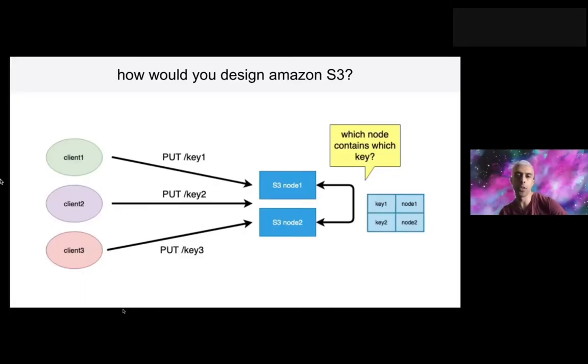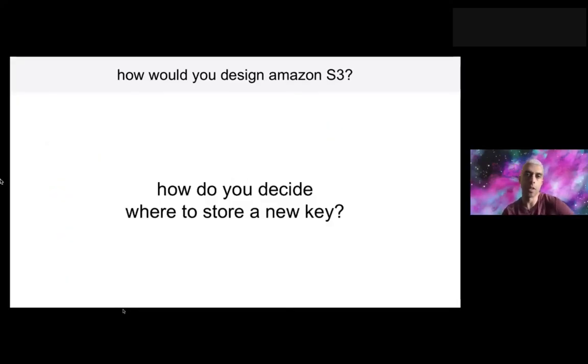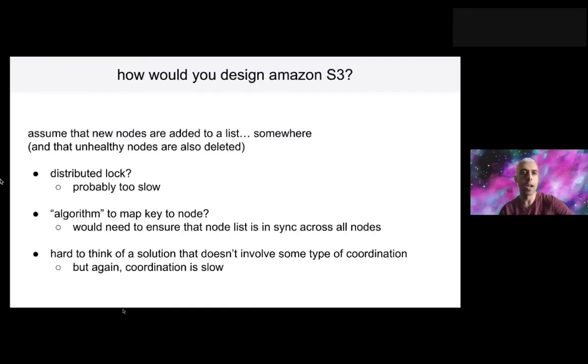But then what happens when you get a request for a new key? Like I've got key 3 here at the bottom. Key 3 is not in this table. How do we decide where key 3 goes? How do you know where to store a new key? This is the part that I got stuck on. You can assume that there's some type of list somewhere that has a list of all of the nodes. And you can assume when you add capacity to the cluster, a node shows up in that list. When a node becomes unhealthy, it gets removed from the list, something like that.